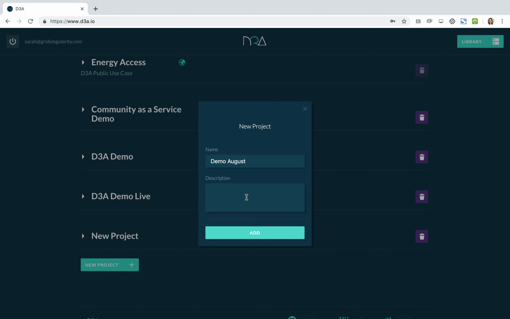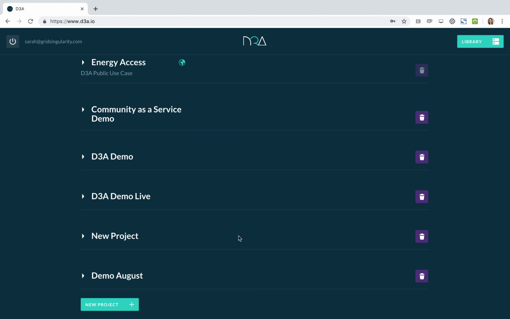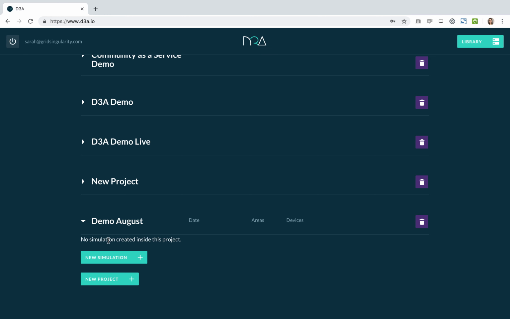I'll create a new project here, and then you can add a description. And our projects are set up so that you can build simulations inside a project. So the idea is if you have one project and it's for a specific use case, so maybe you want to call it Berlin microgrid, for example, then you can start to put your simulations inside your project, and you can create different versions. So let me show this actually.